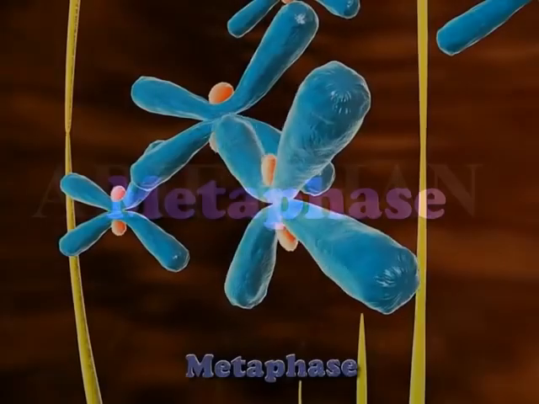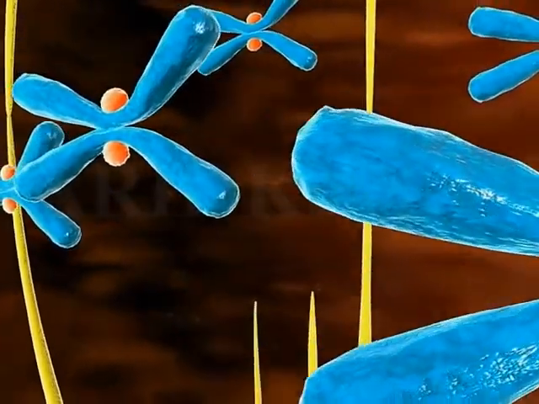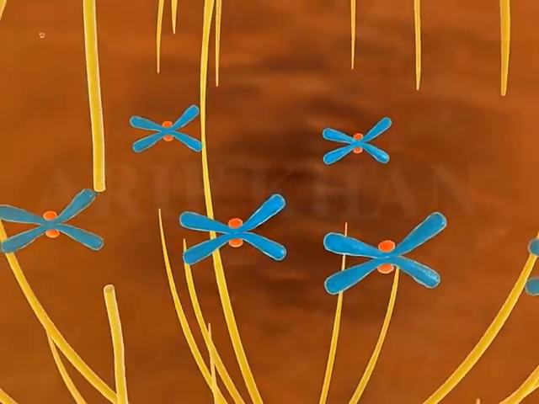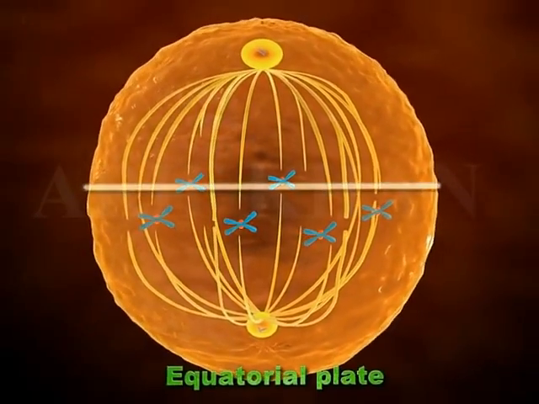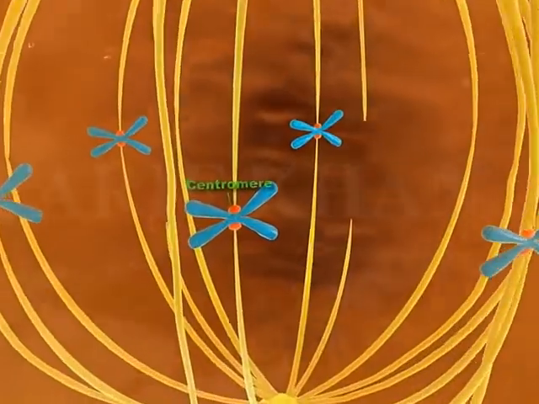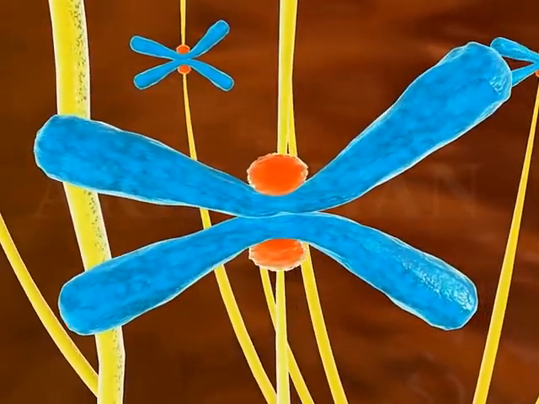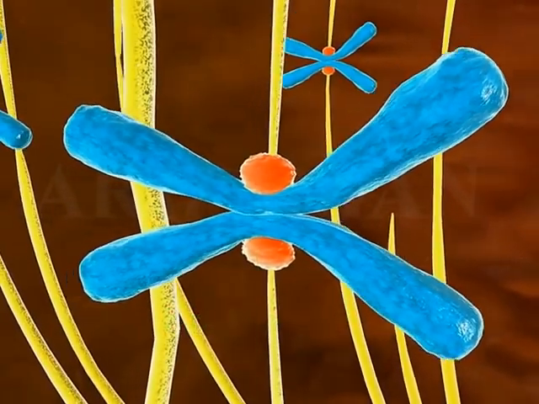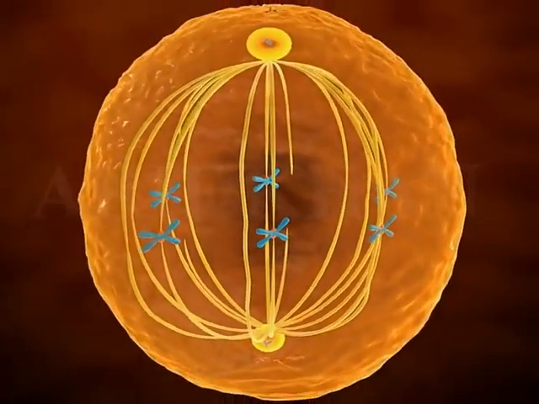Metaphase. During metaphase, microtubules of the spindle interact with chromosomes. This causes the chromosomes to move and align along the middle of the cell, or the equatorial plate. Sister chromatids are held at the centromere, confirming the presence of protein structures called kinetochores at the surface. The kinetochore holds the chromosomes and attaches them to the spindle.